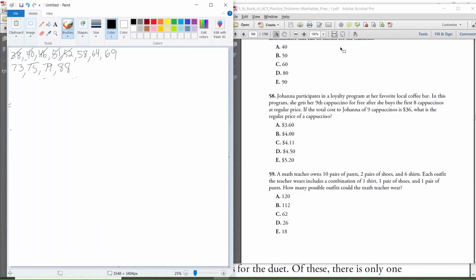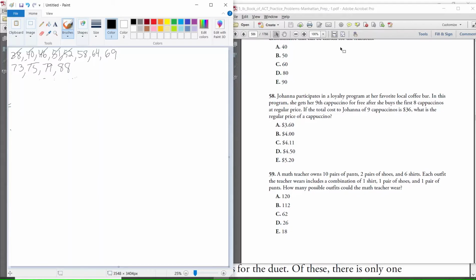Johanna participates in a loyalty program for her favorite local coffee bar, at her favorite local coffee bar. In this program, she gets her 9th cappuccino for free after she buys the first 8 cappuccinos at regular price. I know it's cappuccino. I like to say cappuccini. I don't drink it. If the total cost to Johanna of 9 cappuccinos is $36, what is the regular price?